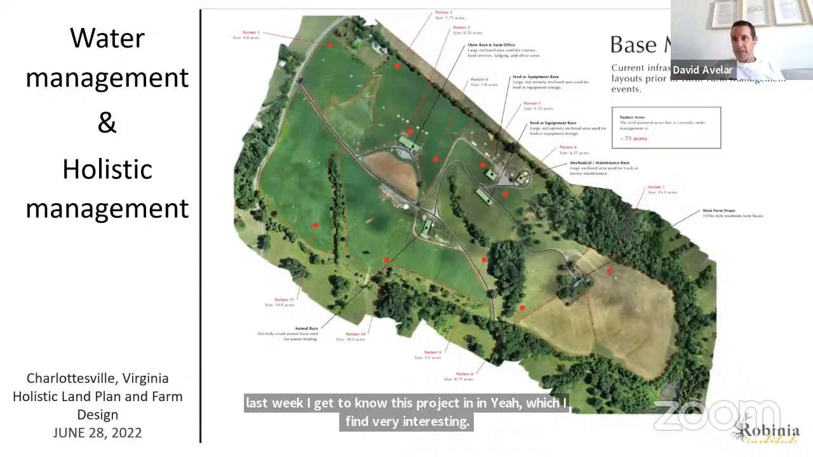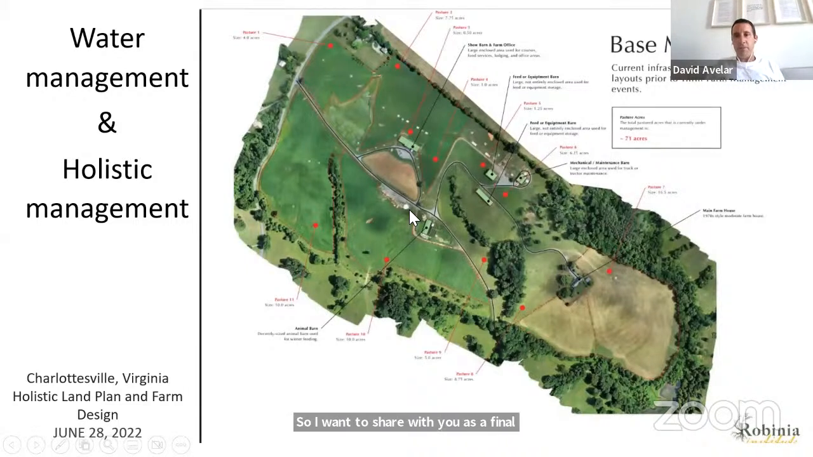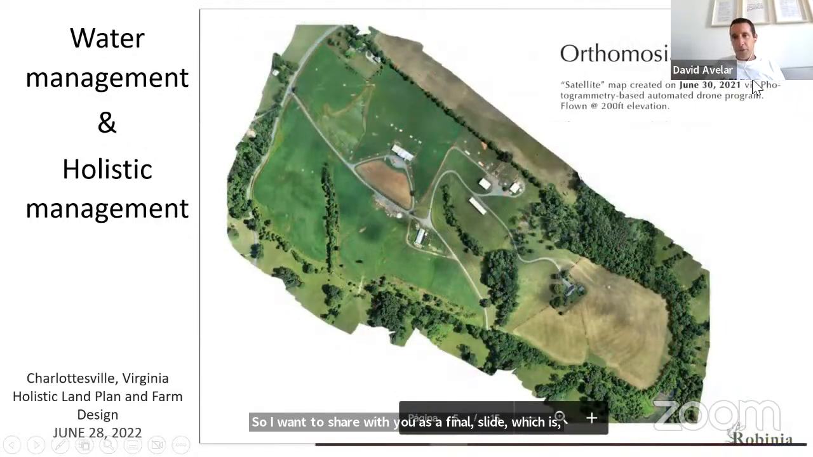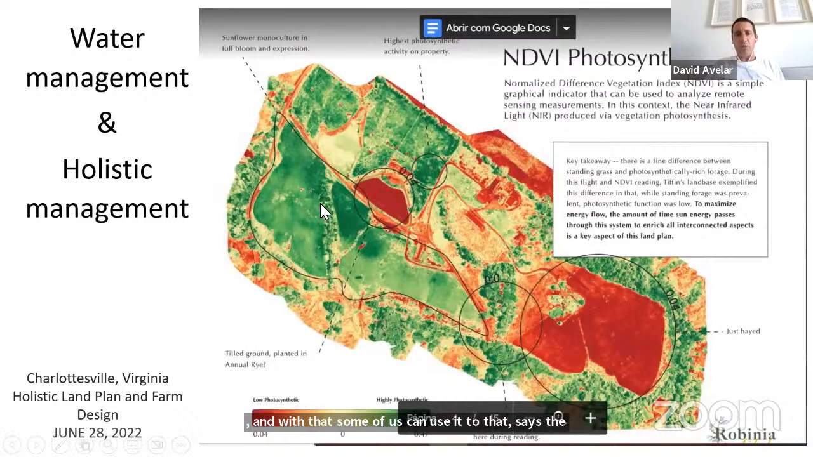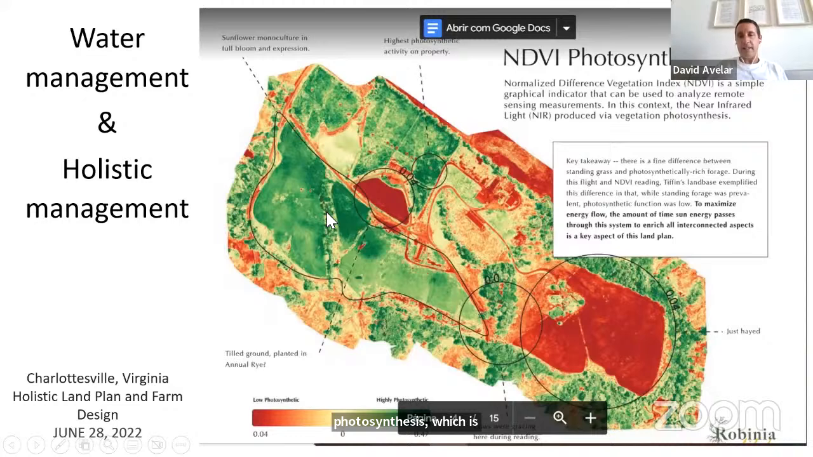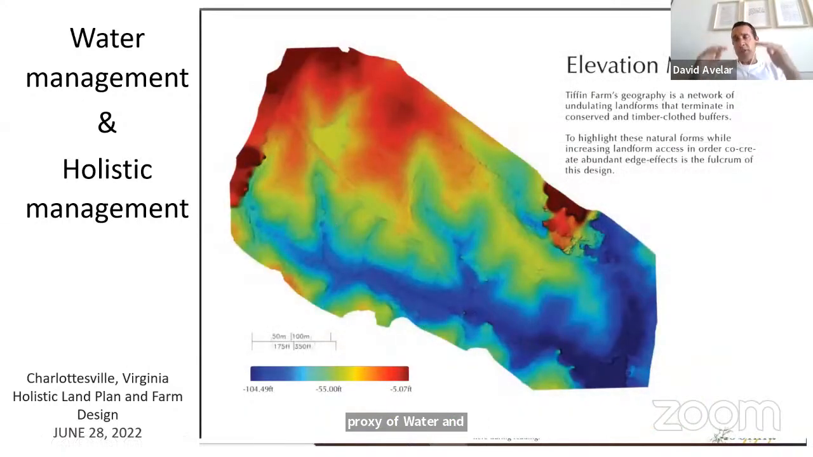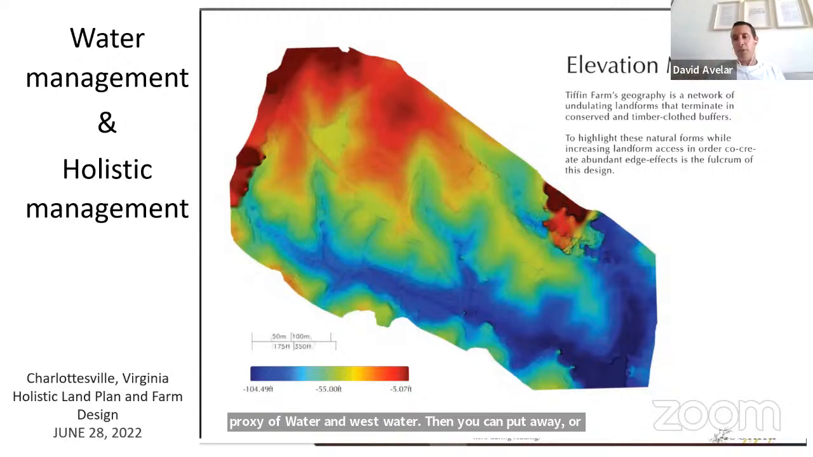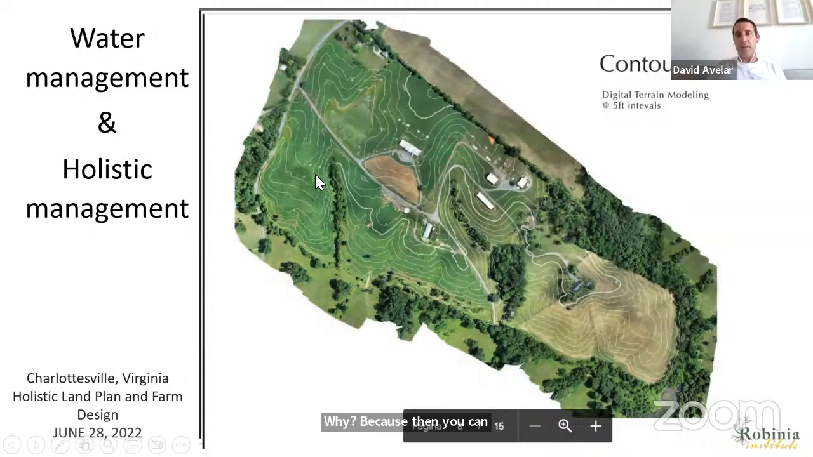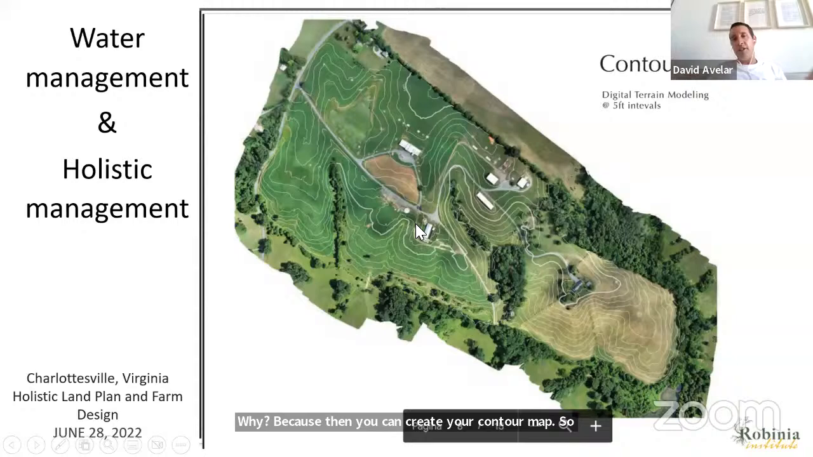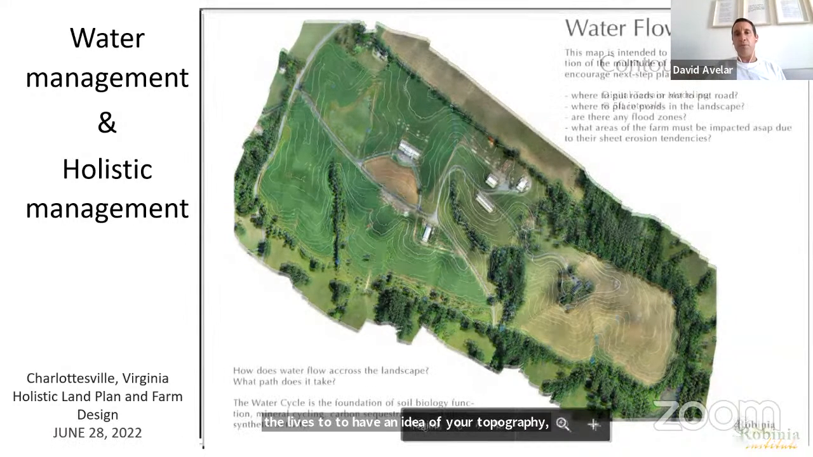So I want to share with you as a final slide: you have your farm, your base map. You can have orthomosaic maps, so satellite images, and with that, some of us can assess the NDVI, which shows us where there's more photosynthesis happening and less. So in green, a lot of photosynthesis, which is a proxy of water, and less water elsewhere. Then you can put a layer of elevation maps, which gives you the topography, and that's really important. Why? Because then you can create your contour map, the lines to have an idea of your topography, and with that, it's really easy to understand the water flows.